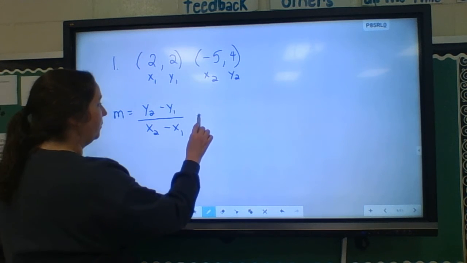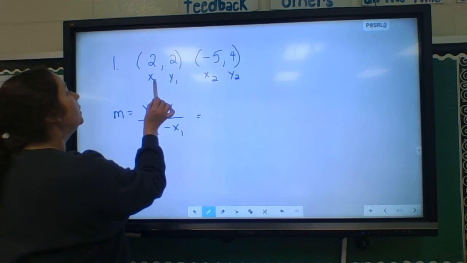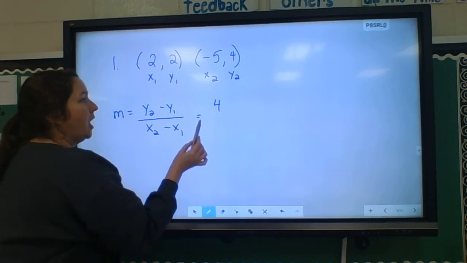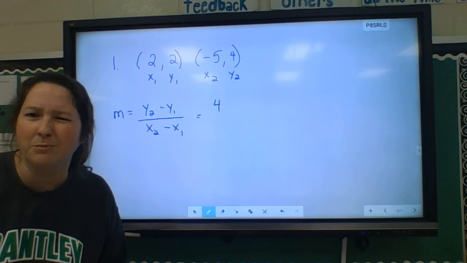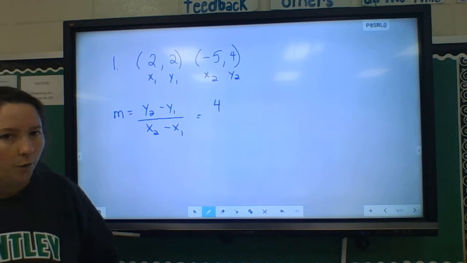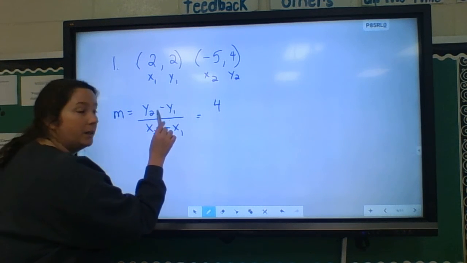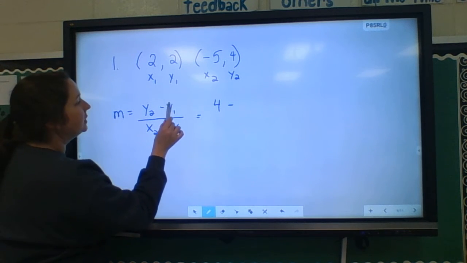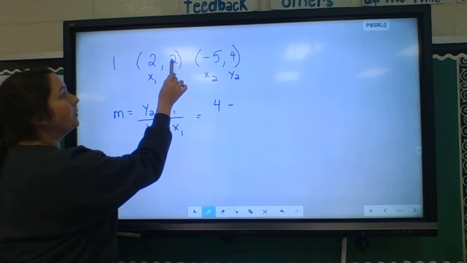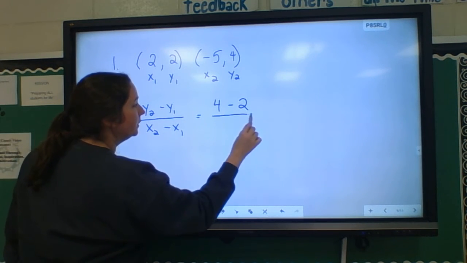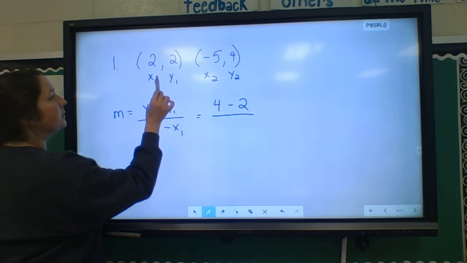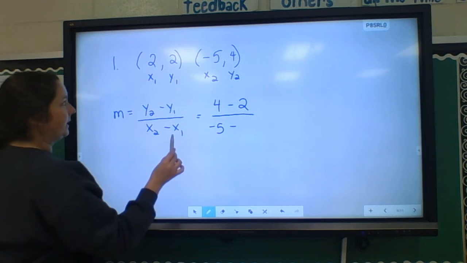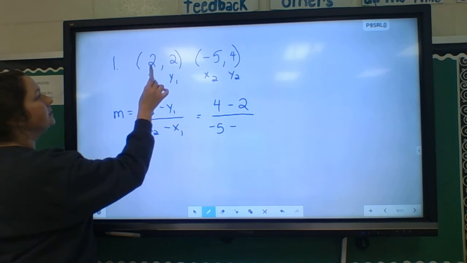All right, so now, what is Y2? So I scroll along, find Y2. Oh, there it is. What's above it? A 4. Then the next question is, is it always subtract, Miss Beck? Yes, it's always subtract. There's a subtract in our formula, so there's a subtract in our problem. All right, what's our next one? Y1. Where's Y1? Oh, there it is. A 2 is above it. So I'll put a 2. All right, X2. Where's X2? There. So we'll go negative 5. Always subtract X1. Oh, there it is. 2.